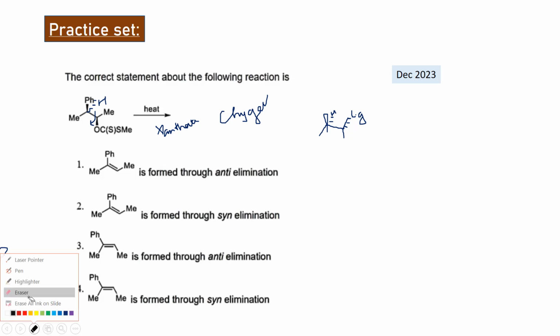It undergoes a Chugaev elimination and forms this as our product. So it will be a Chugaev elimination and this as our product, because the ring has been inverted, so the methyl group is in the same plane as the other one. Both the methyl groups are on the same side. So this will be our correct option.